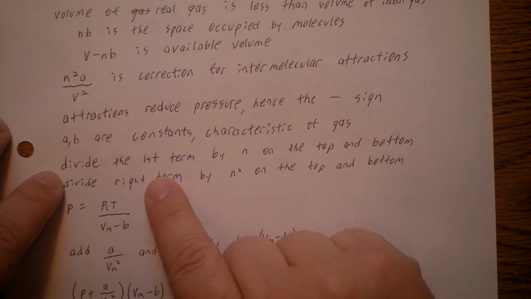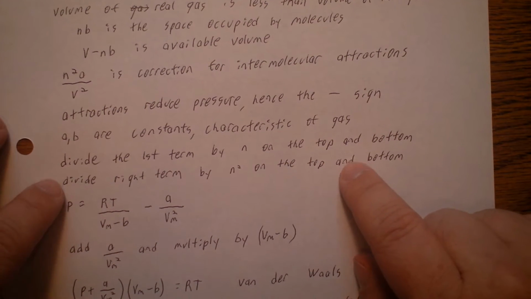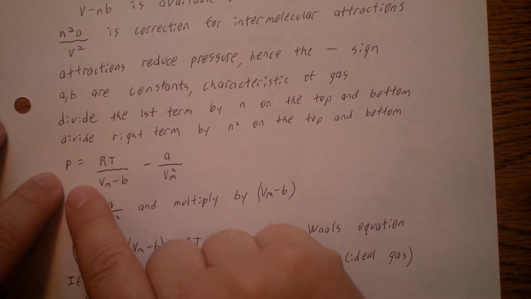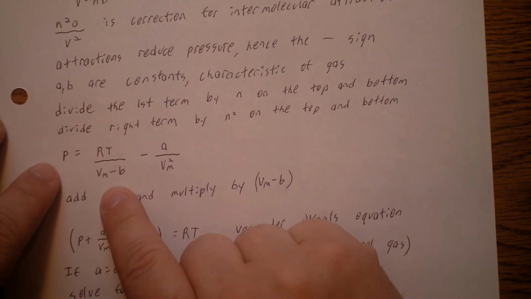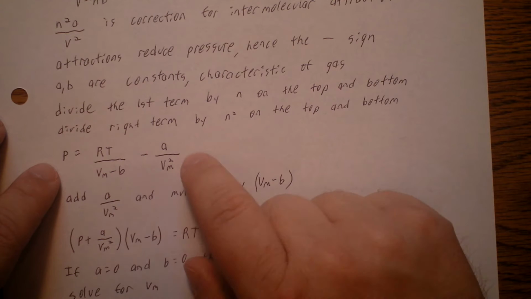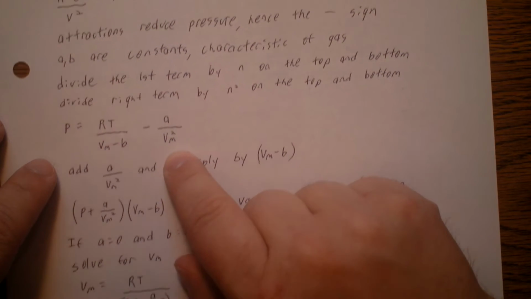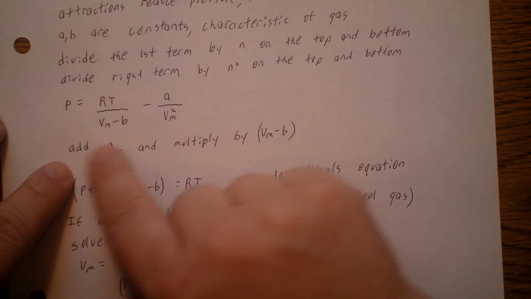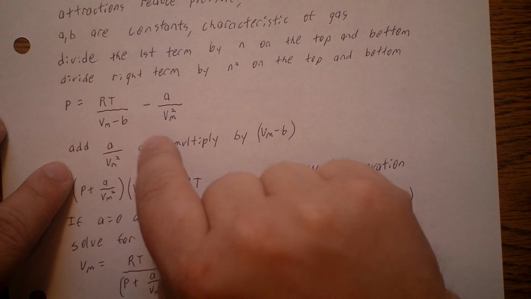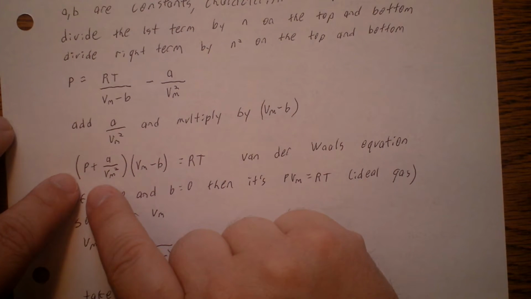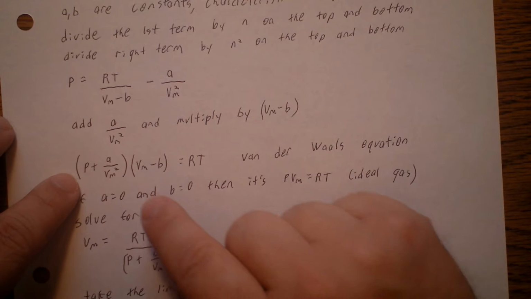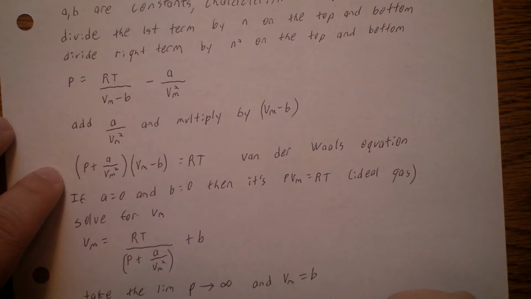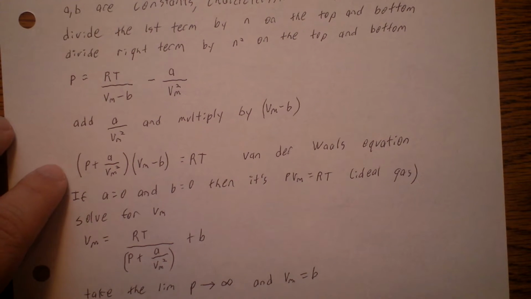We're going to divide the last term by n on the top and bottom, and we're going to divide the right term by n squared on the top and the bottom. So we're going to get pressure is equal to RT over molar volume minus b, minus a over molar volume squared. So now we're going to move this over here and then multiply. So we're going to get pressure plus a over molar volume squared, times molar volume minus b, equals RT. This is called the van der Waals equation. Actually, I'm not sure about the pronunciation.